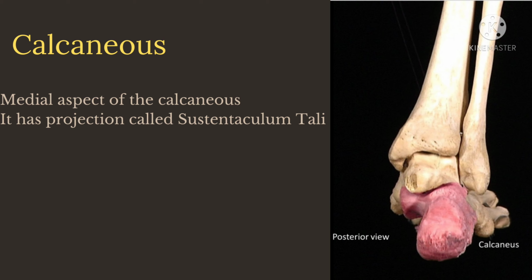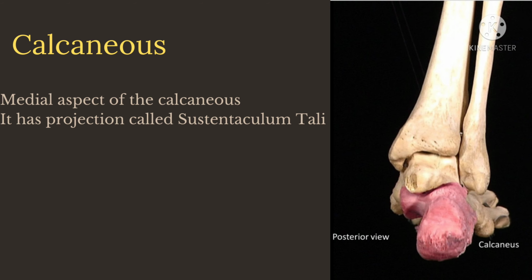On the medial aspect of the calcaneus bone, it has a projection called the sustentaculum tali. This projection from the calcaneus is called the sustentaculum tali, which is a small groove. There is a tubercle on the medial side of the calcaneus bone, which is called the sustentaculum tali.